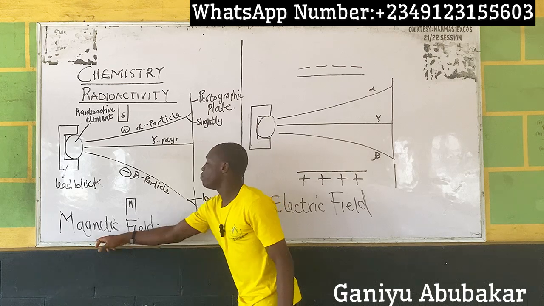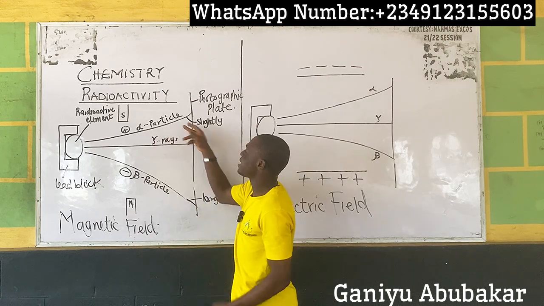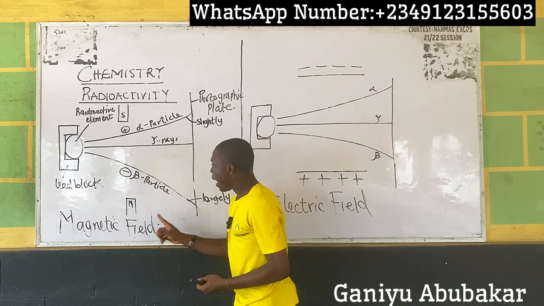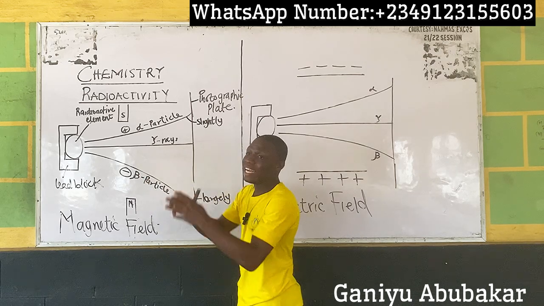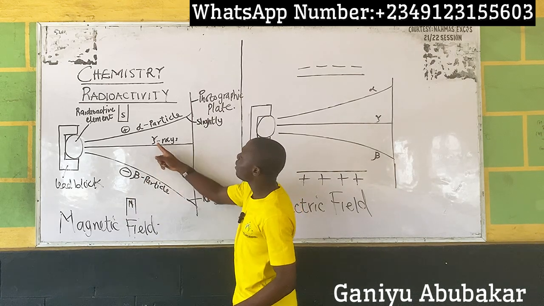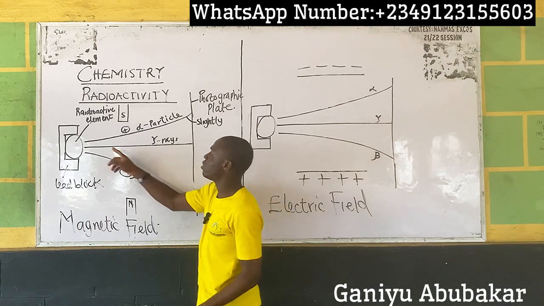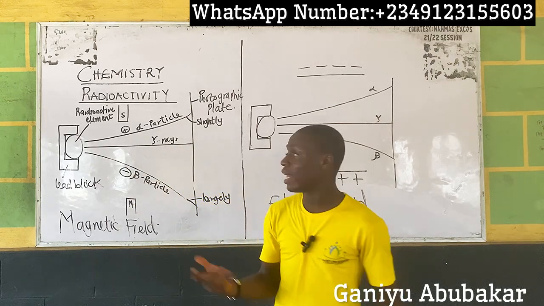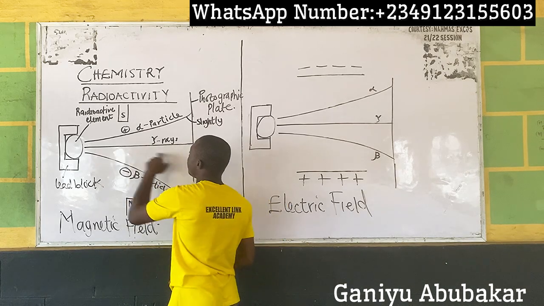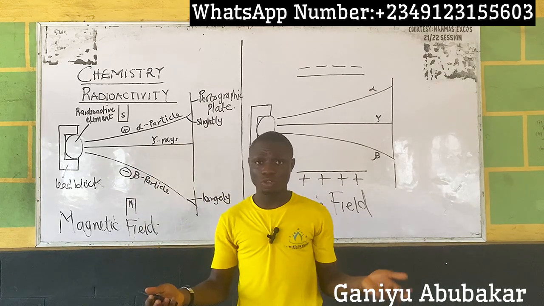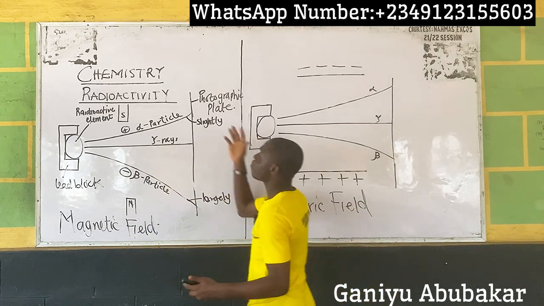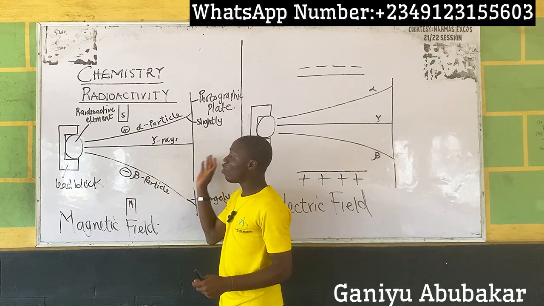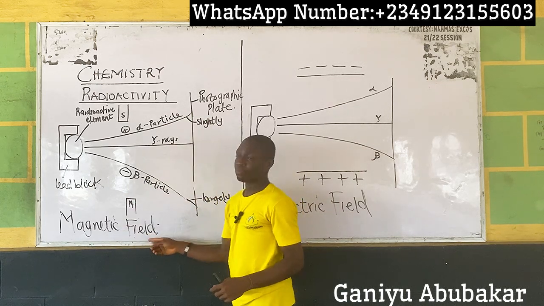So I'm saying this, please. When it comes to magnetic field, alpha particles are slightly deflected. When it comes to magnetic field, beta particles are largely deflected. Why? The gamma ray, we said the mass is negligible, so it has no deflection. So yeah, that's alpha particle, beta and gamma ray under the concept of magnetic field.